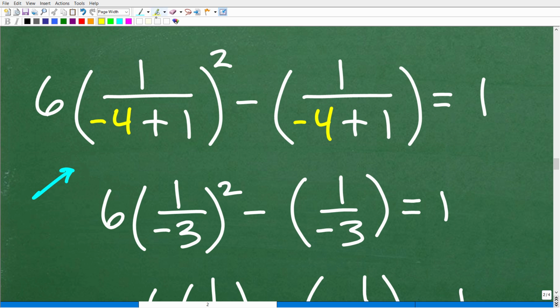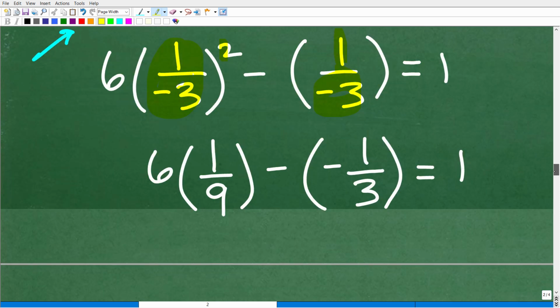All right, let's go ahead and replace all our x's with negative 4. So we have 1 over negative 4 plus 1, that's going to be negative 3. So I have 1 over negative 3, or negative 1/3 squared. Okay, I got to handle that. And this is going to be minus 1 over negative 3 right here.